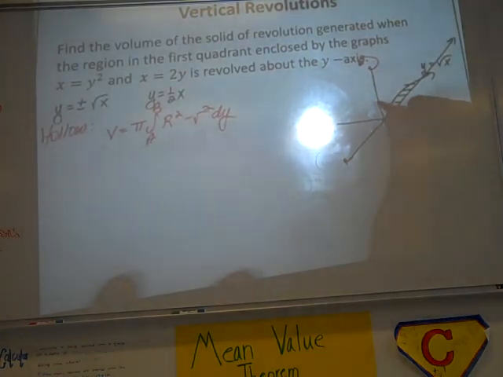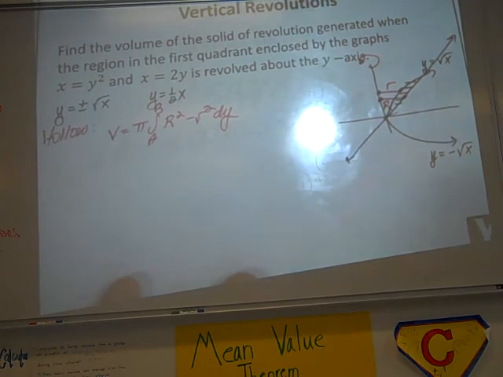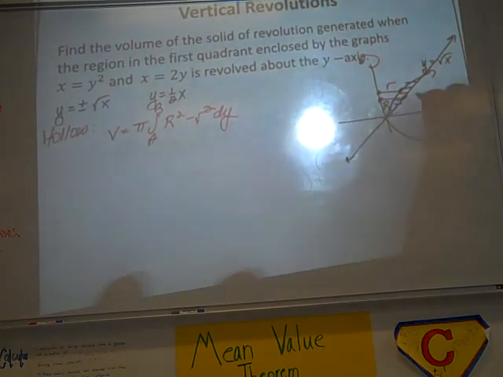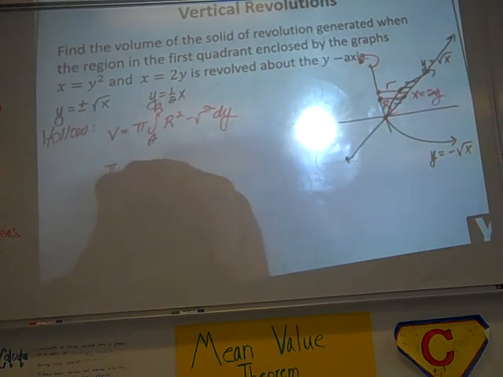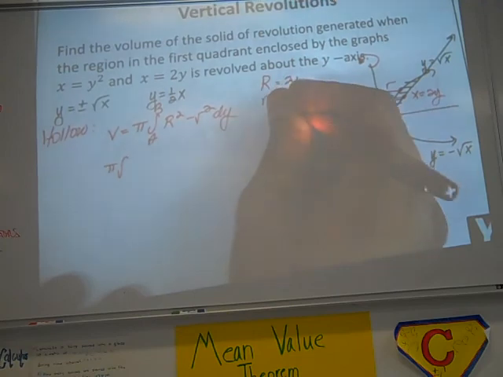To find big R, we start here on the y-axis and we go across until we hit the outside curve, and that's the line. To find little r, we start on the axis of rotation and we go until we hit the inside curve. That's y equals the square root of x. Big R, well, we're going to start on the line, which we said is x equals 2y. It's going to be right minus left, so 2y minus 0. Big R then is 2y.